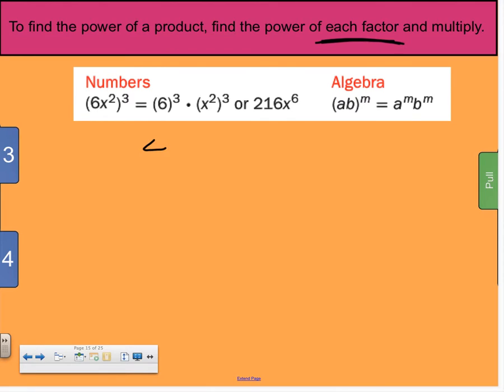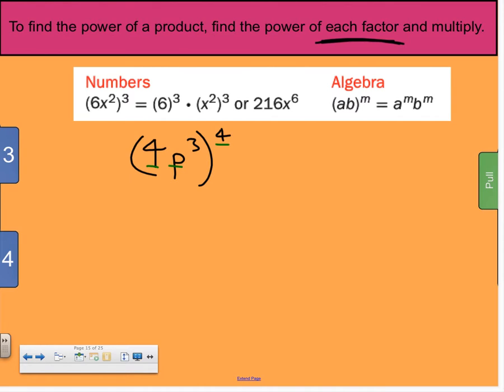Example 3 says 4p to the third, all raised to the fourth. Now, if it helps, I would like you to think of the distributive property. I need this exponent of 4 to be applied to each factor inside the parentheses. Will someone tell me what are the factors inside the parentheses? Micaiah. Very good, Micaiah. He said that p is a factor and 4 is a factor.